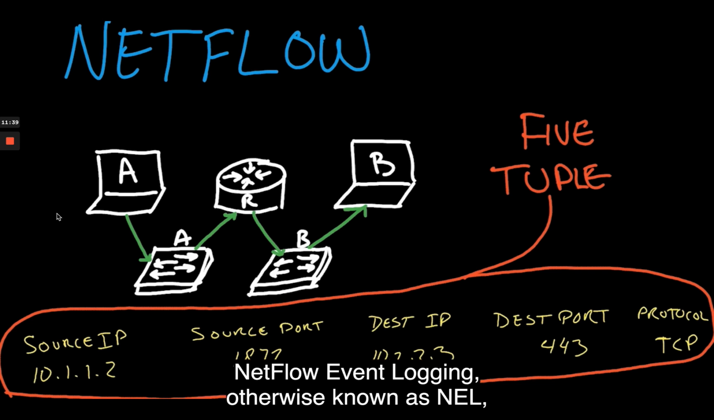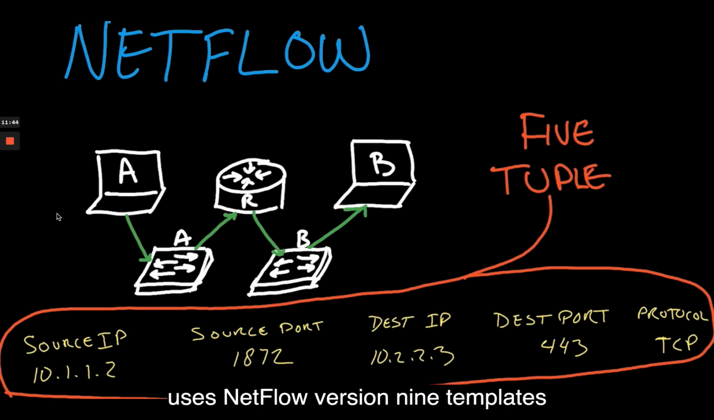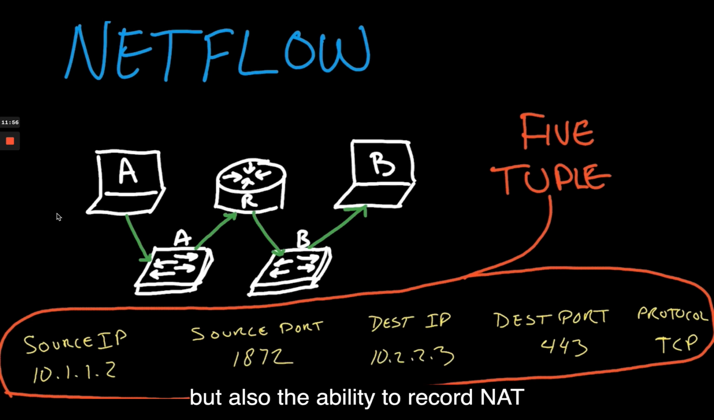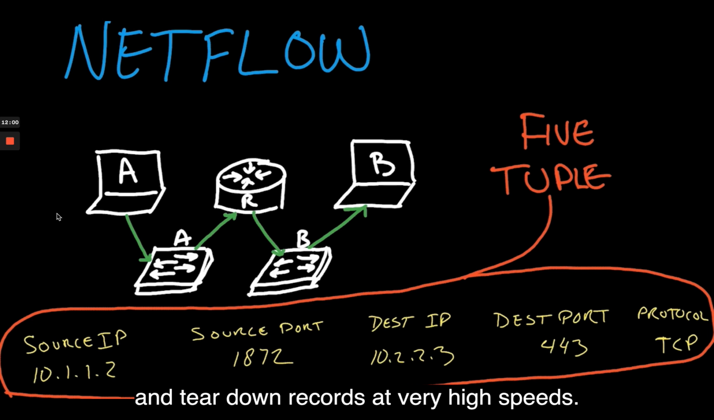NetFlow event logging, otherwise known as NEL, uses NetFlow version 9 templates to log binary syslog to NEL collectors, allowing not only the use of NAT at multi-gigabit rates, but also the ability to record NAT and firewall session creation and teardown records at very high speeds.